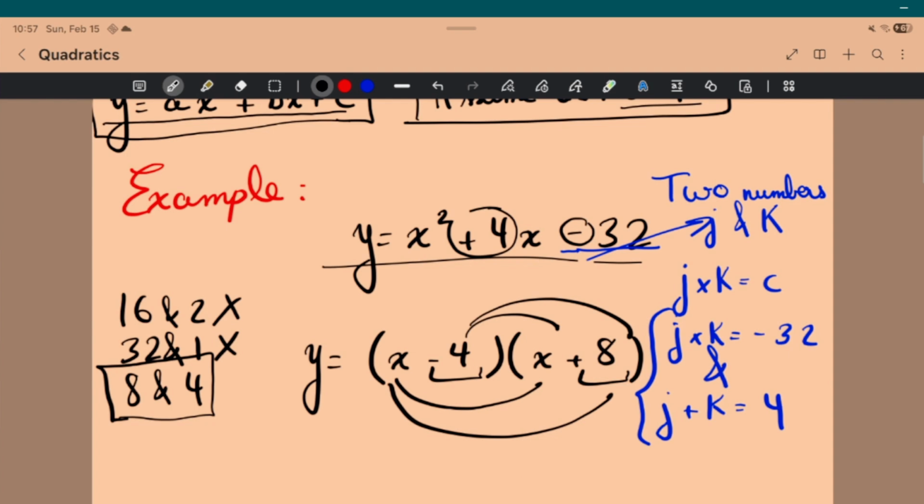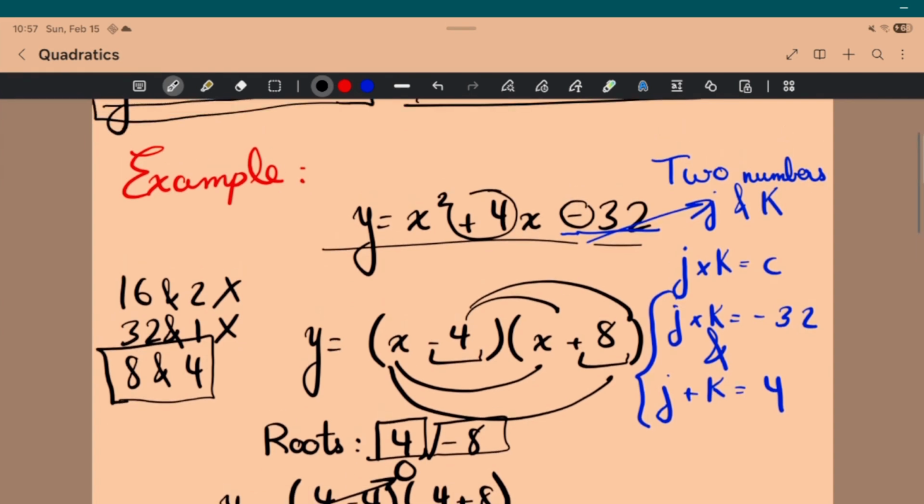However, now I can find my roots very easily. And recall that roots are basically the values of x that make the entire equation equal to 0. So the roots in this case will be 4 and minus 8. Why 4 and minus 8? Well, if I replace x by 4, look what happens. Y is equal to 4 minus 4 times 4 plus 8. 4 minus 4 is equal to 0. 0 times anything is 0. In the same fashion, if I replace x by minus 8, I'm also going to get y is equal to 0. So for these reasons, 4 and minus 8 are our two roots.